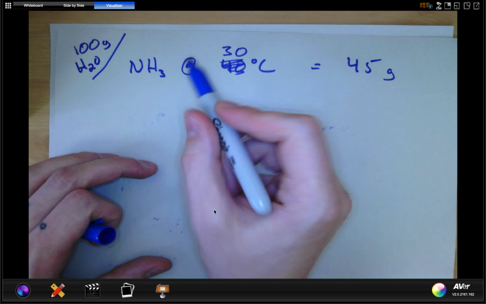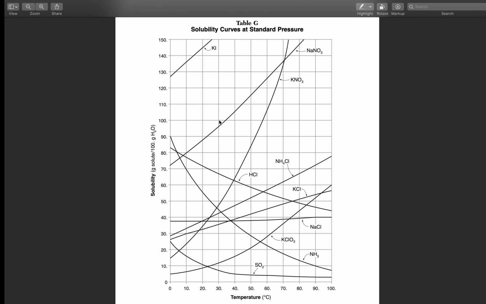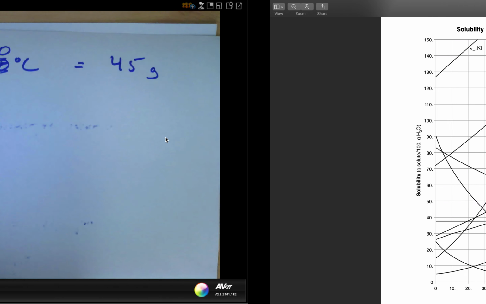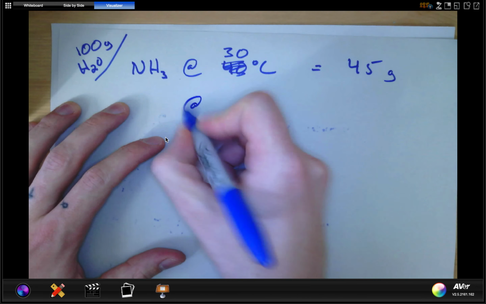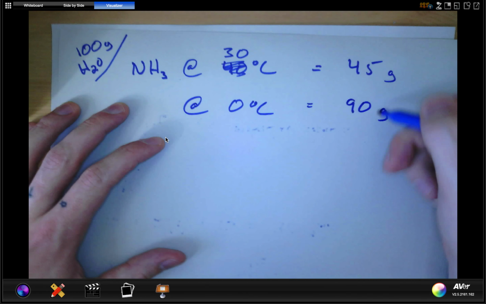Cool. So that's not what the question asks, though, right? I just wanted to get that down. So if the temperature is then lowered to 0 degrees, how much additional NH3 will be needed to resaturate the solution? Okay, so let's look at our graph here. If we decrease the temperature all the way down to 0, then I can dissolve, let's see, that looks like 90, right? I can have 90 grams. Okay, so at 0 degrees Celsius, I can have 90 grams. It takes 90 grams to saturate it.